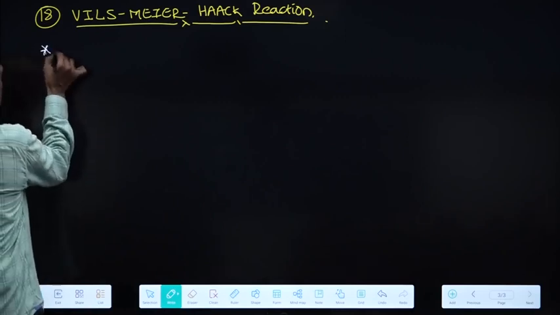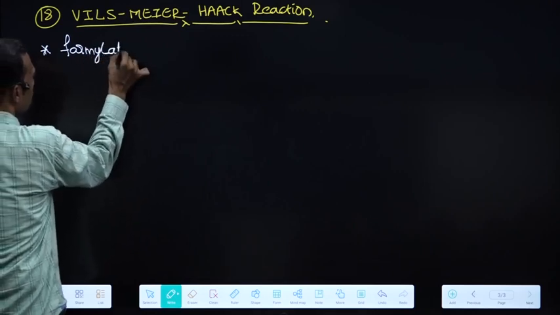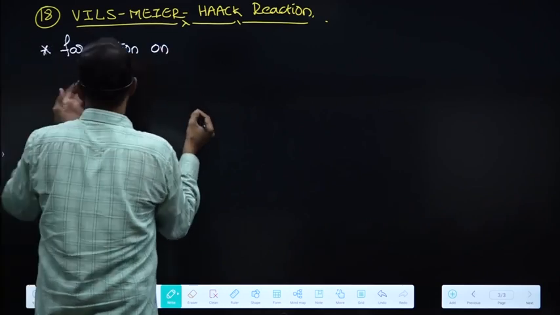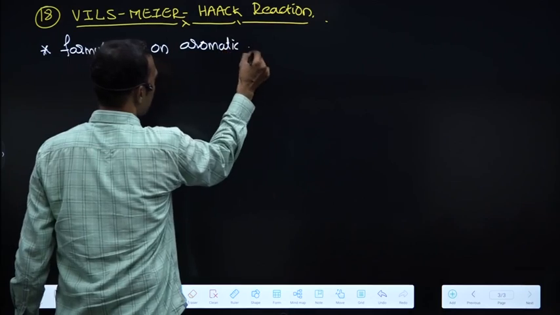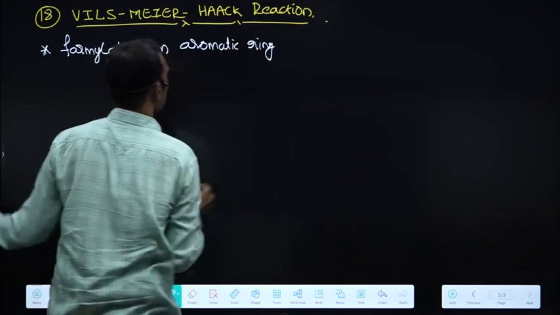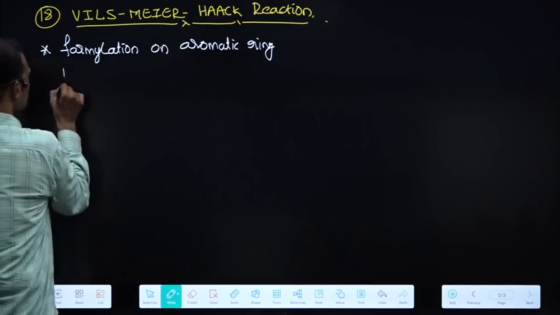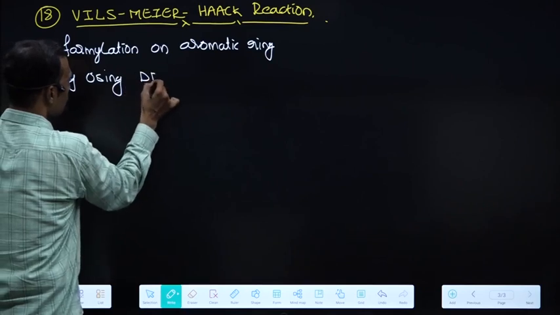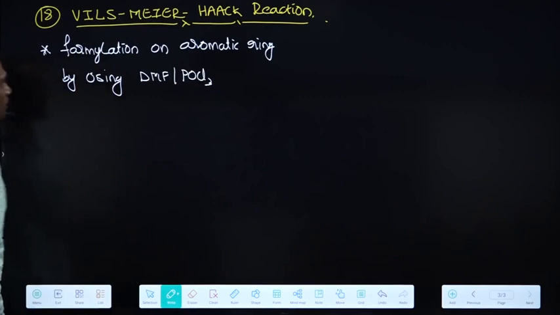So what is Vilsmeier-Haack? Is it similar to Reimer-Tiemann or not? Yes. Formylation on aromatic rings. Formylation of aromatic rings by using DMF in POCl3.